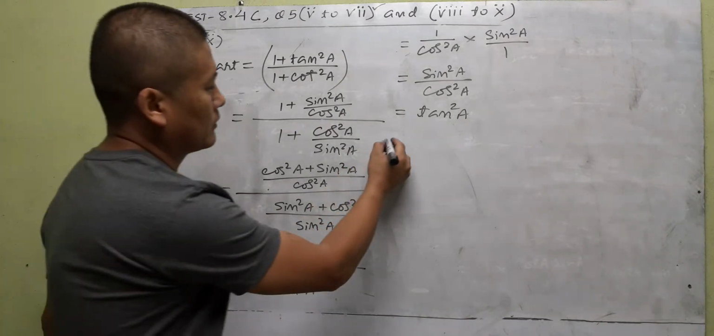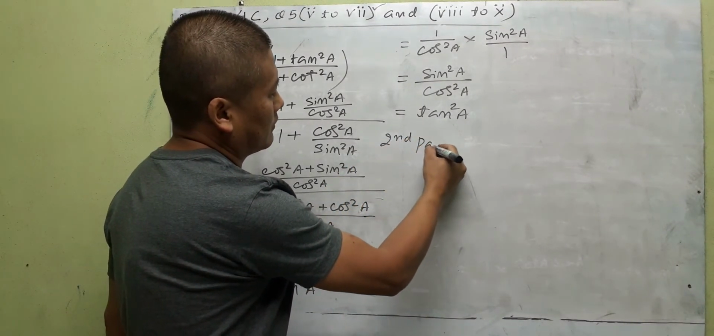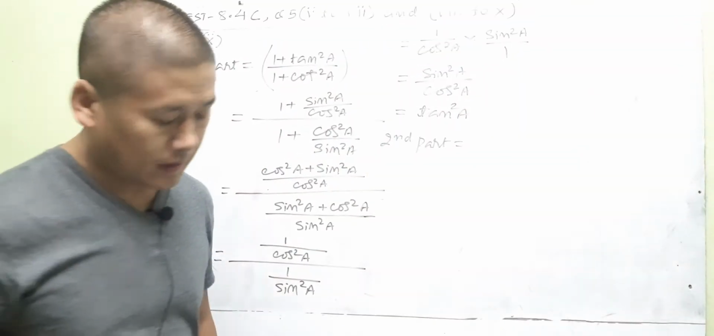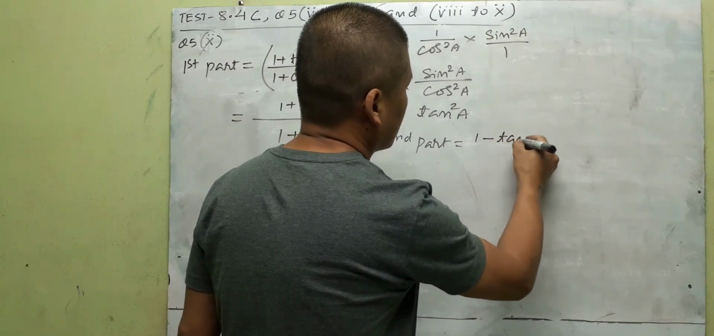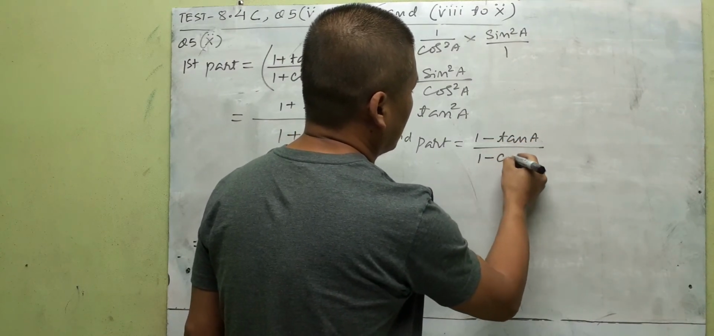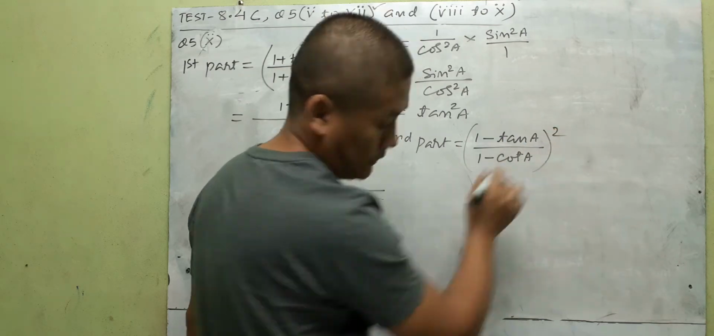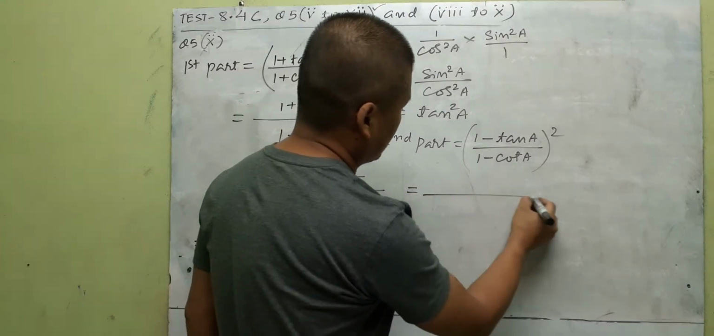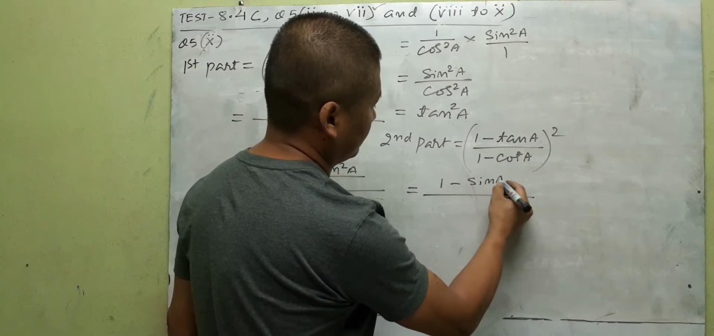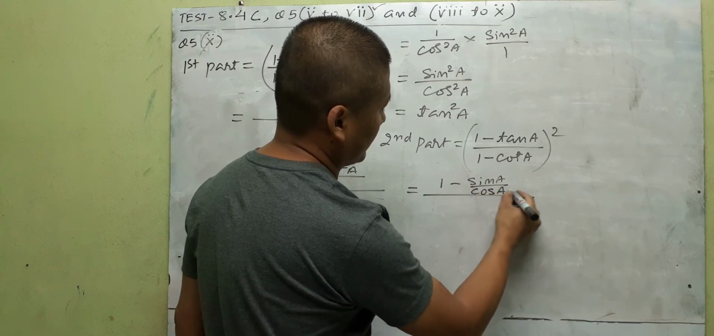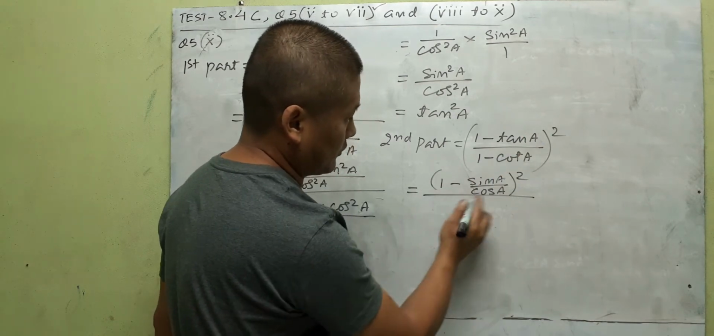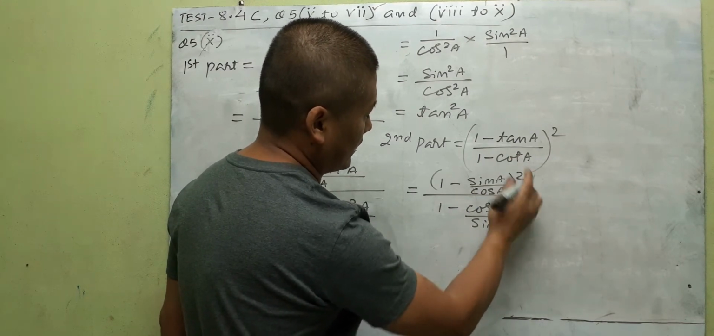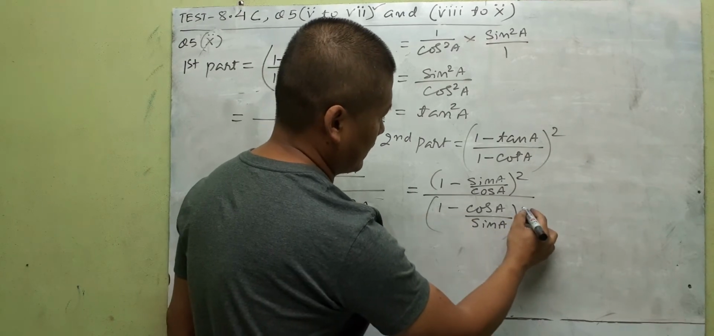Let us see the second part. Second part is equal to, there are three parts, right? So second part: 1 minus tan A by 1 minus cot A, the whole thing squared. So let us do the same, everything into sine cos: 1 minus sine A by cos A, whole thing squared, because tan A is sine A by cos A, over 1 minus cos A by sine A, cot A is cos A by sine A, the whole thing.